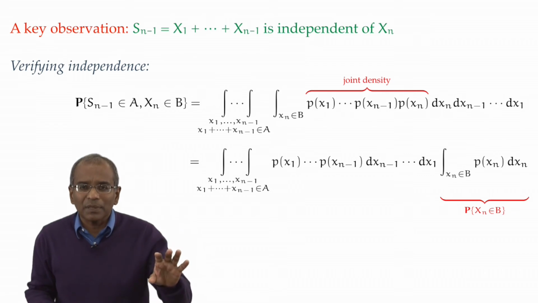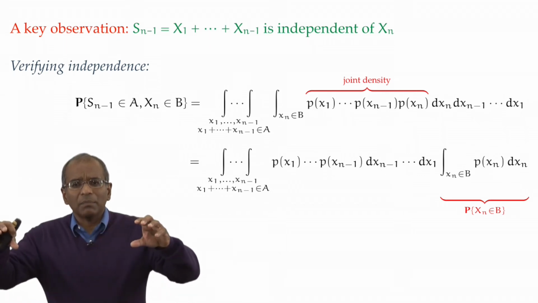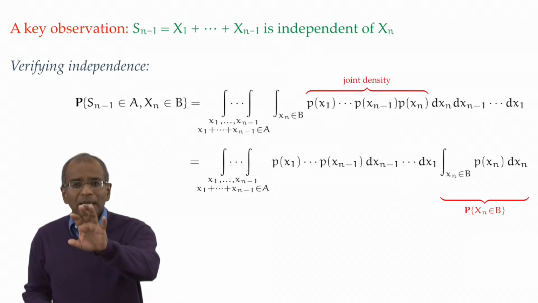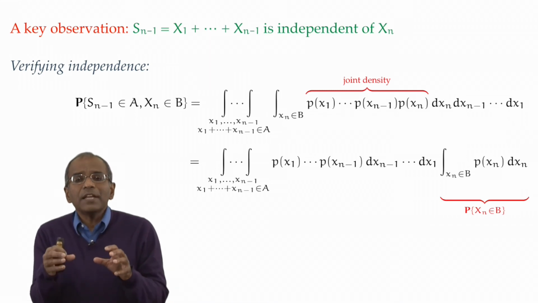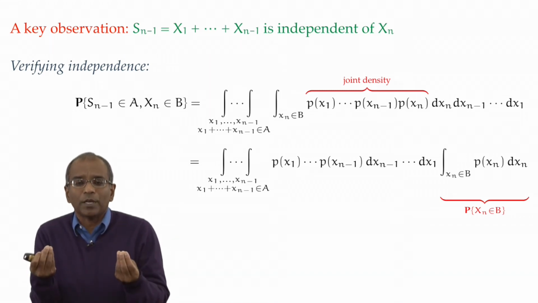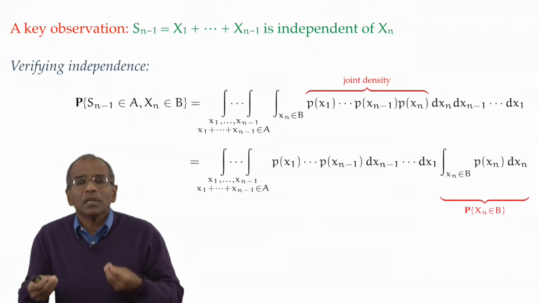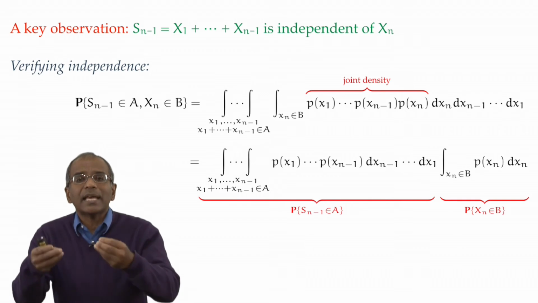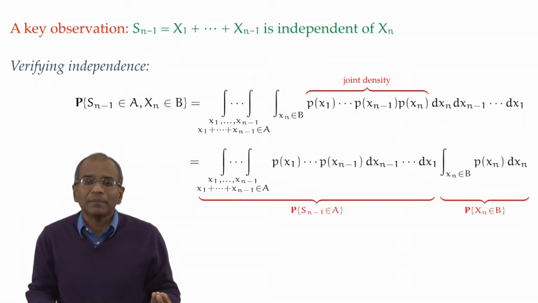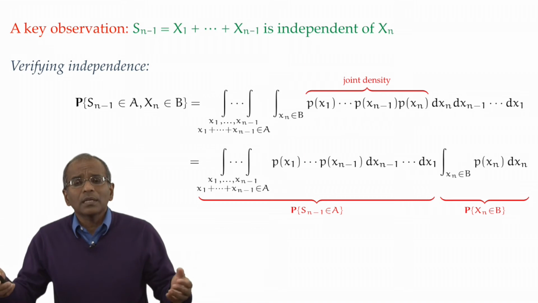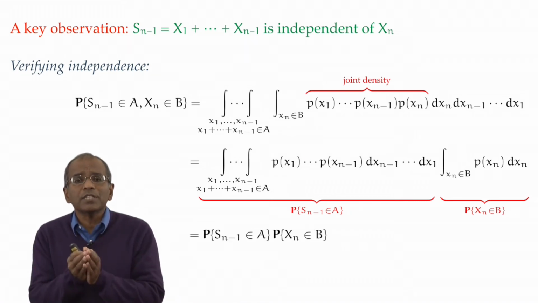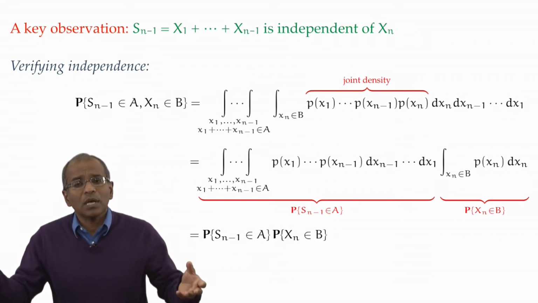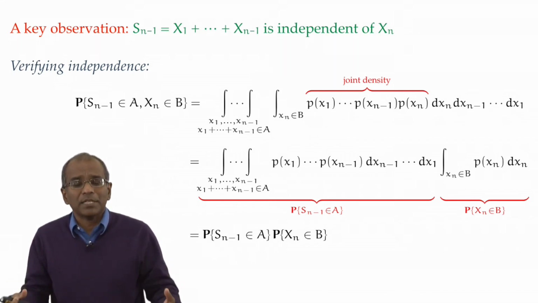Now, that's nice and simple. What about the big, ugly, multiple integral mess in front? Well, if you look at it carefully, it says, this describes an event involving the first n-1 coordinate variables where their sum lies in A, or in other words, it describes the probability that Sn-1 lies in A, and there you have it. The probability of the intersection of the two events is a product of the two probabilities, and Sn-1 and Xn therefore are independent.